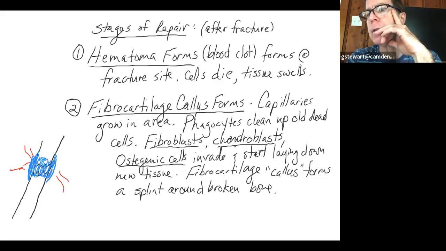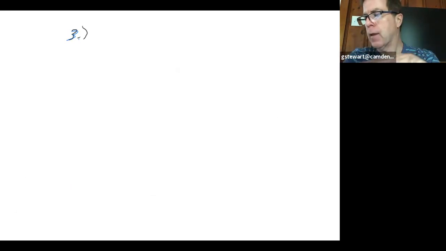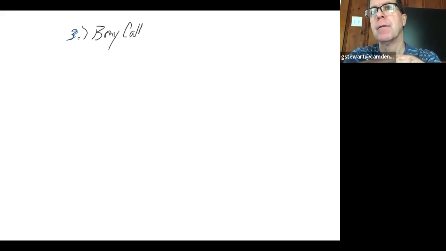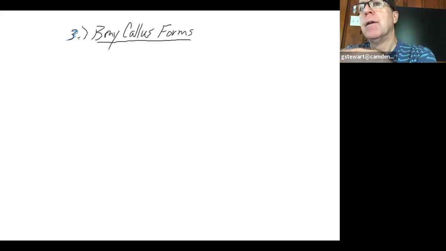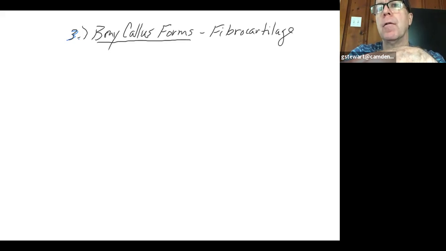Now I'm going to go on and finish this business up. So I'm just going to write number 3. I'll go back to my black pen. A bony callus, bony tissue then just replaces that cartilage tissue. So bony callus forms, and what happens is literally fibrocartilage gets converted into spongy bone.